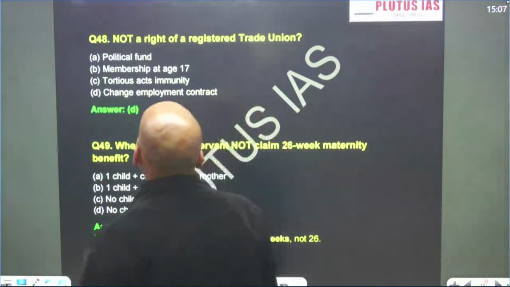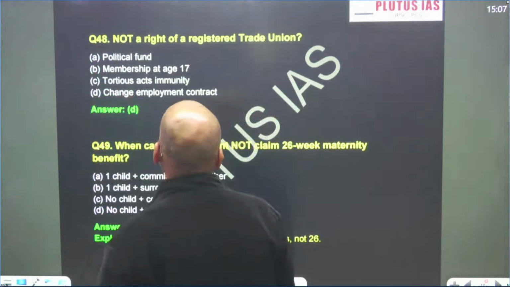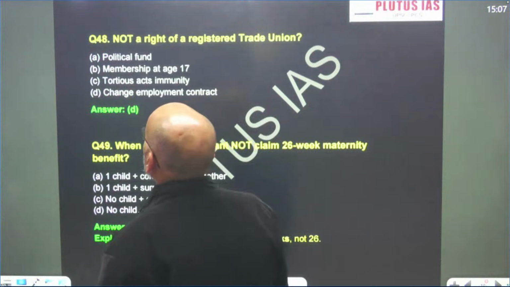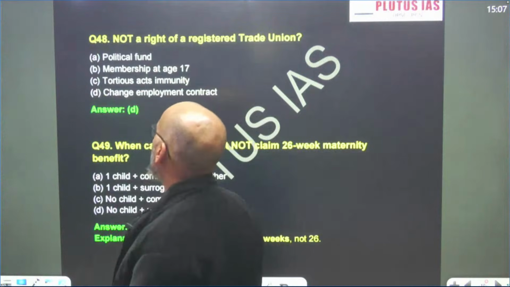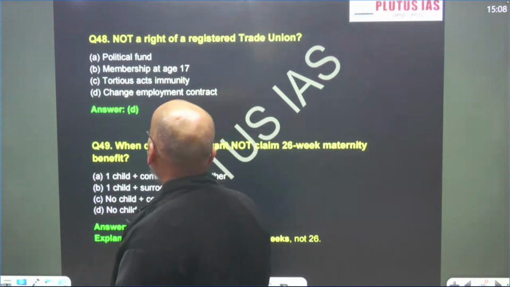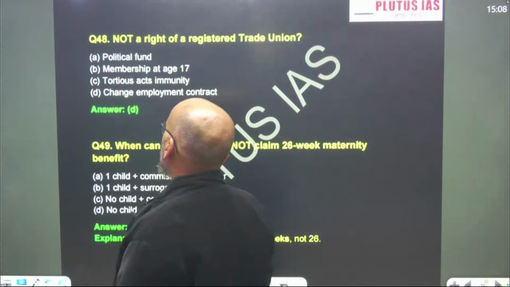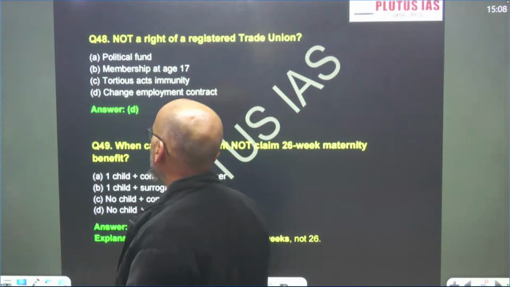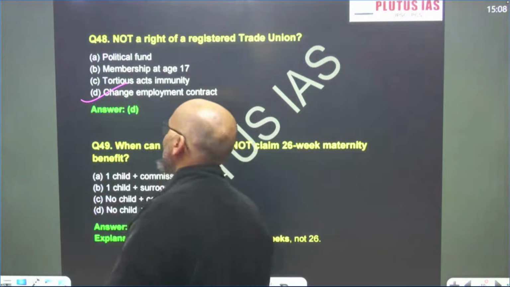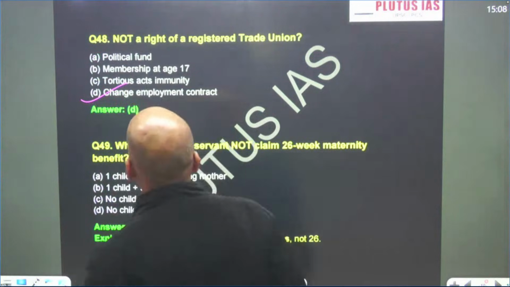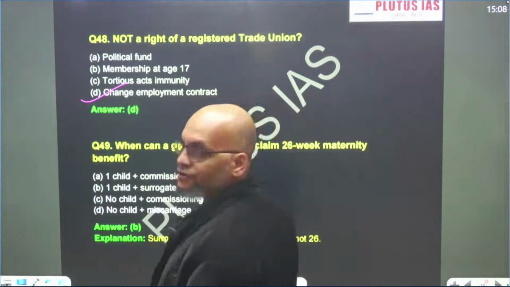Question 48, not a right of registered trade union. Which of these is not a right of a registered trade union? Political fund, membership at age 17, tortious acts immunity, or change employment contract? Option D is correct, that is change employment contract. It is not a right of a registered trade union.